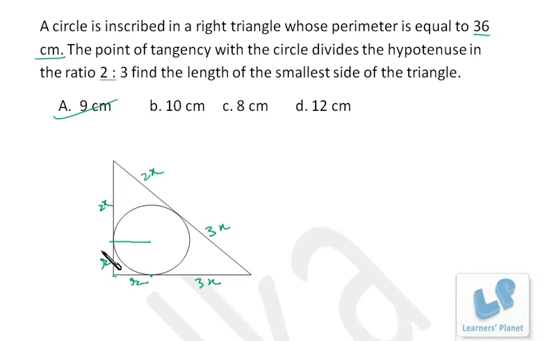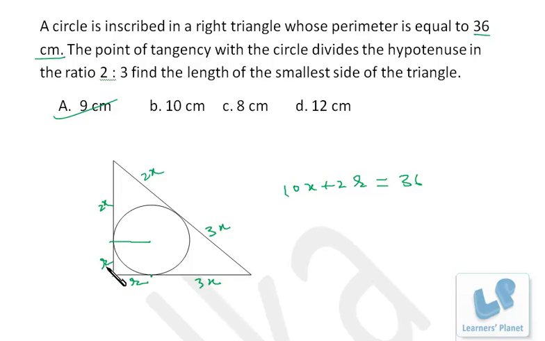Now what I know, the sum of all these is 36. So that's 2x plus 2x plus 3x plus 3x. So 2 and 2 is 4, and 3 is 7, and 3 is 10x. 10x plus 2r is 36, right?